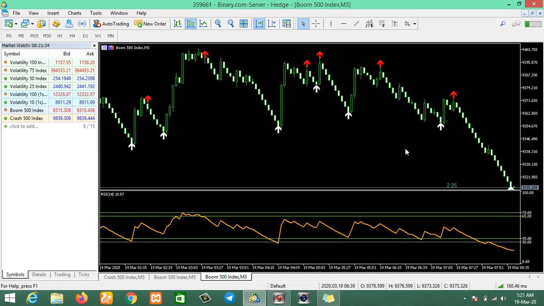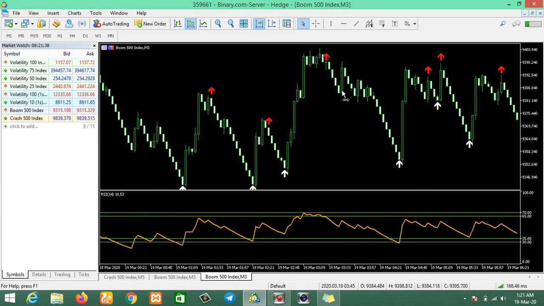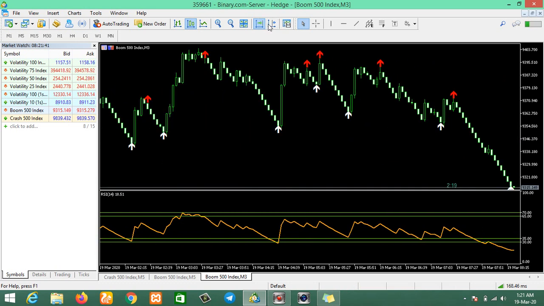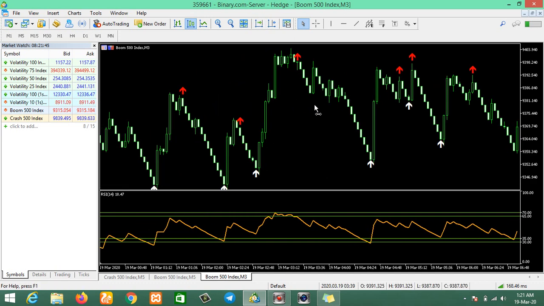The second explanation, now we are combining it with the RSI, the relative strength index. We all know what RSI means, right? So how can we use this indicator with the RSI and get a positive result?